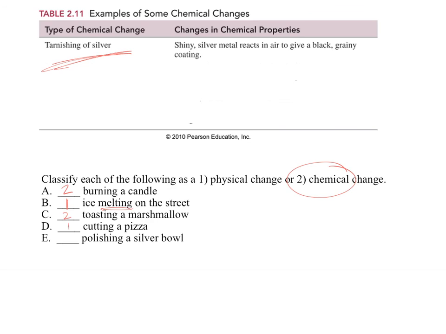Cutting a pizza, remember cutting, just changing shape? All we're doing is a physical change. And polishing a silver bowl. Now, some of these get a little tricky. But if tarnishing is chemical, I'm guessing the opposite, making something shiny again, that's probably chemical as well. So these are pretty tricky. These can be pretty tricky. I'm always looking for keywords. Burning, combustion, things like that would be chemical. Melting, freezing, boiling, physical changes, cutting, changing size, those would be physical changes. Okay, that's all I have for you in this lesson.